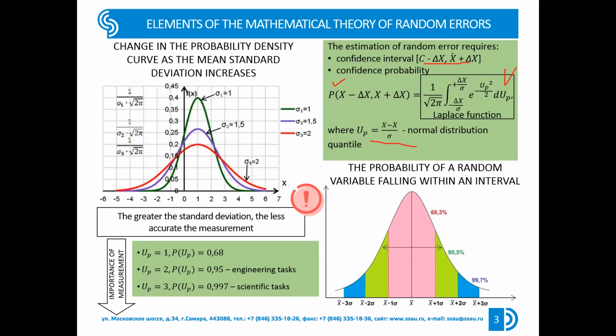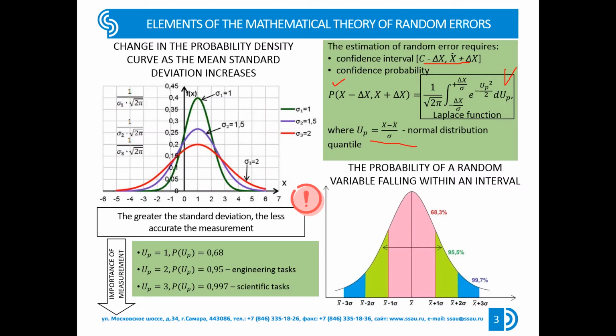This means that for a normal distribution quantile of 3, out of 1,000 measurements, 997 will fit within the interval from x minus 3 sigma to x plus 3 sigma, and only in 3 cases can larger random errors be expected. Thus, it can be stated that the measurement error of the value doesn't exceed 3 standard deviations.